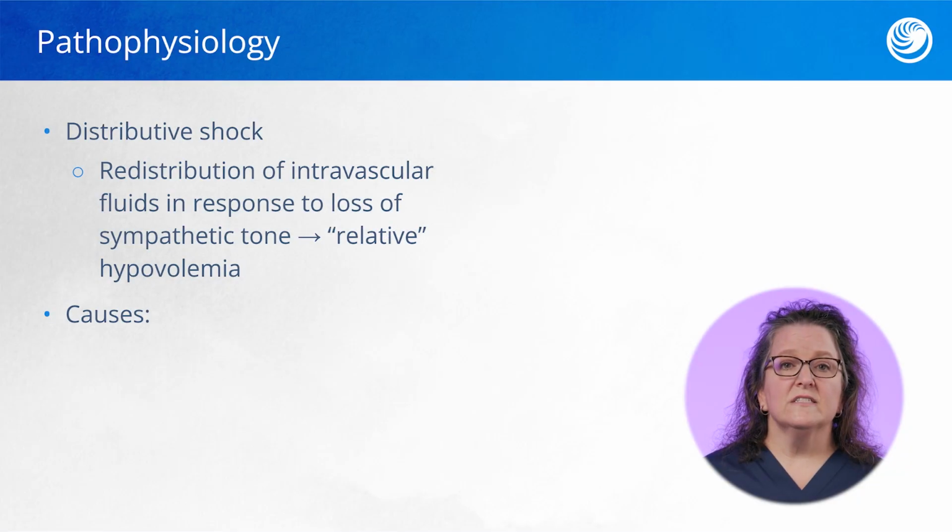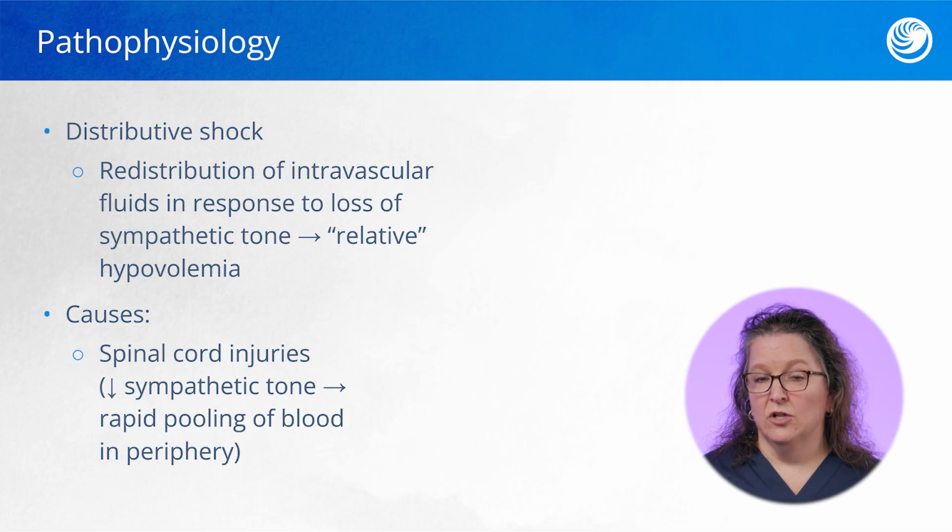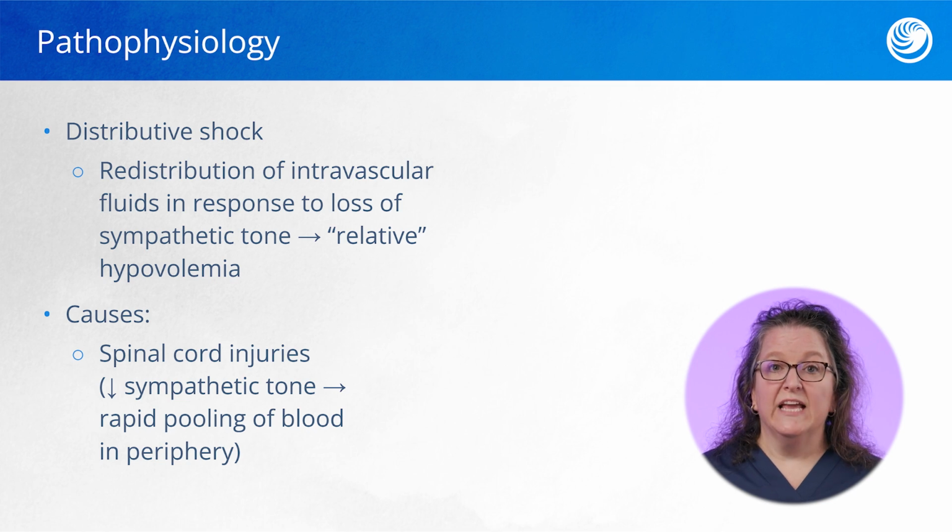So the blood is not getting back to the heart to be oxygenated and be sent to the rest of the body. That results in decreased cardiac output, decreased tissue perfusion, and then altered cell metabolism. Causes include spinal cord injuries, normally at the T4, T6 level, because at this level, it causes vasodilation, pooling in the periphery, because an injury at this level causes a loss of sympathetic nervous system response.